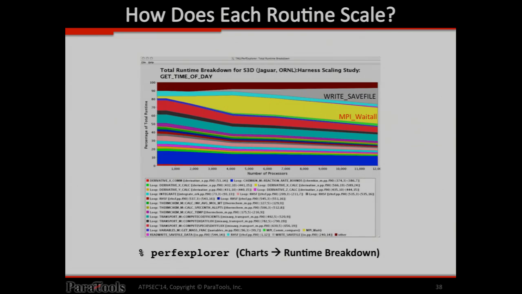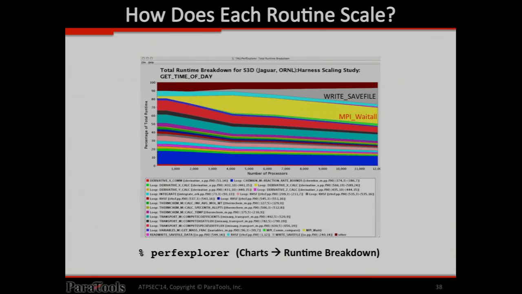You can ask, how does each routine in my application scale? So in this application, I'm running from about 1,000 cores to about 12,000 cores. And as the number of cores increases, time spent in MPI wait all begins to dominate. So this is a percentage, 0 to 100% of the application runtime. And wait all and write save file become serious problems at scale. It might be limiting our scalability.